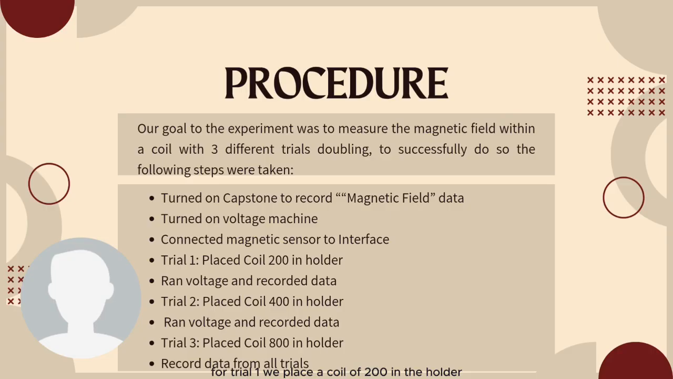For trial 1, we placed a coil of 200 turns in a holder. We then ran the voltage and recorded data. For each trial, we did use different voltages. For trial 2, we placed a coil of 400 turns in the holder, ran the voltage, and recorded the data. For trial 3, we placed the coil of 800 turns in the holder and recorded the data from all the trials. In order to successfully get the proper results, we were able to do everything correctly.